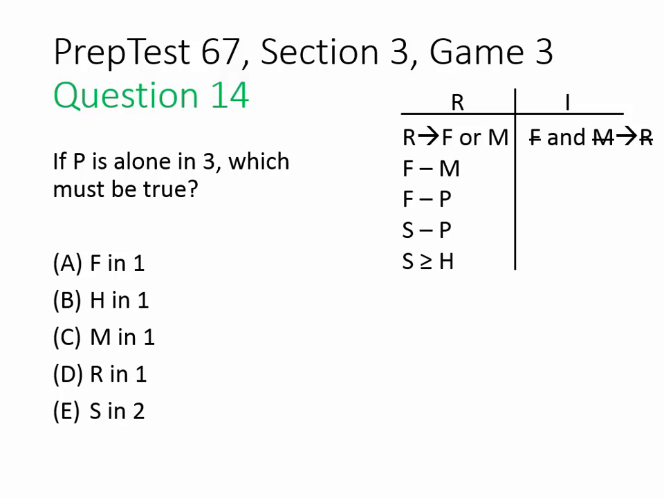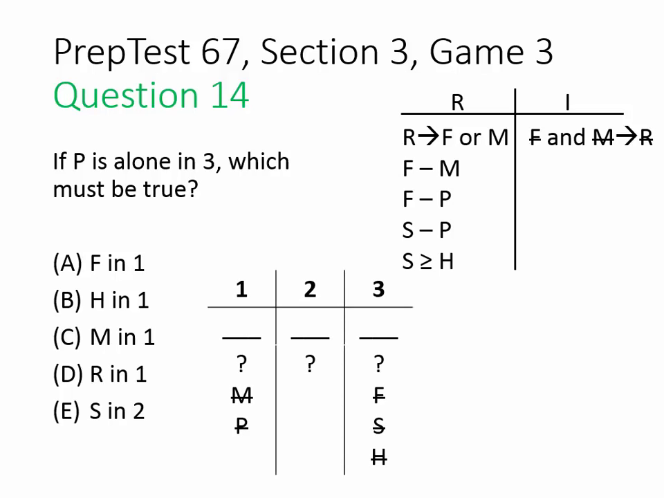Prep Test 67, Game 3, Question 14. If P is alone in aisle 3, which must be true? We've got our rules and inferences. Let's bring up our master diagram and plug P into aisle 3 and seal that aisle off. So if P is alone in aisle 3, which must be true?